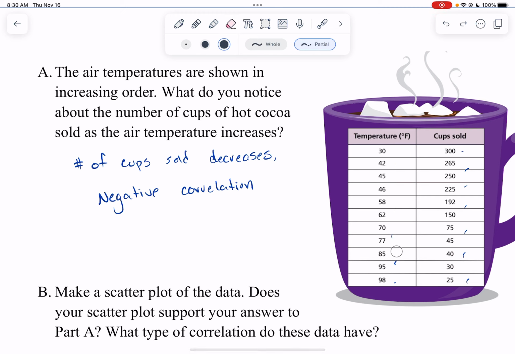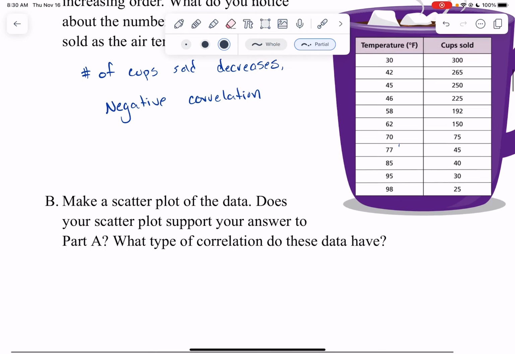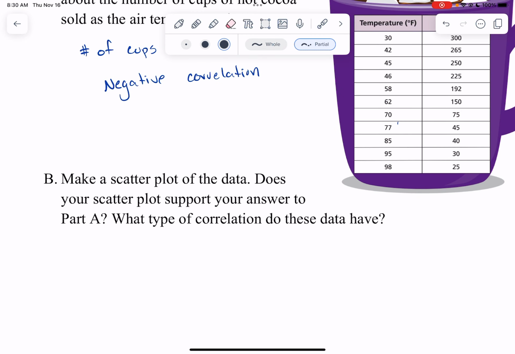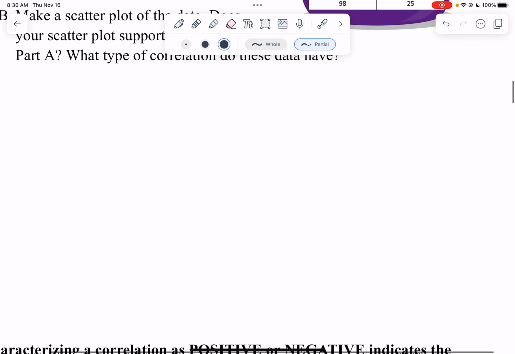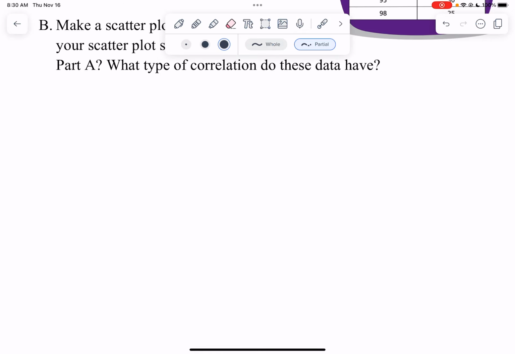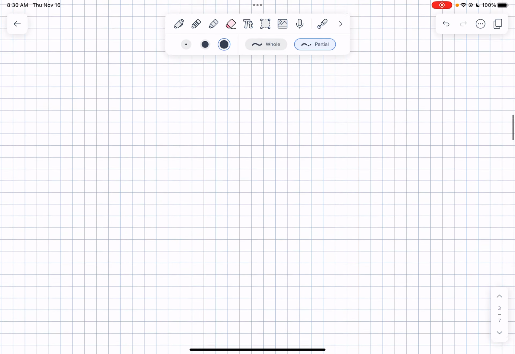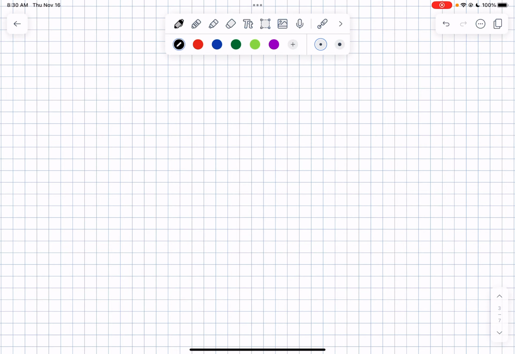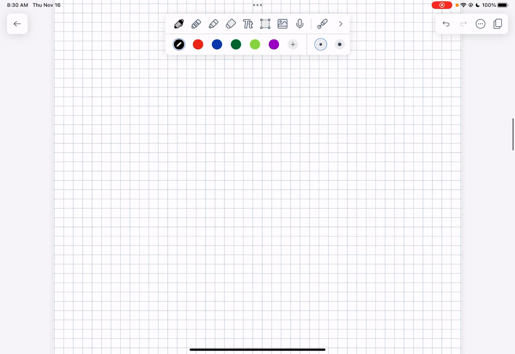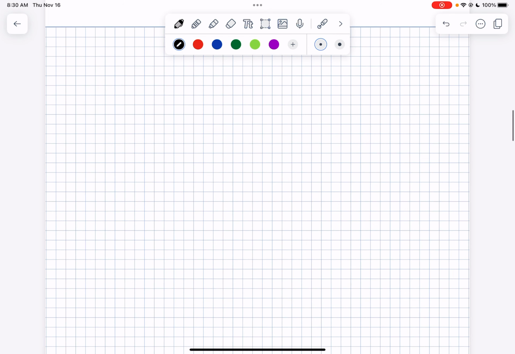I shouldn't mark that all up. All right. So now we want to make a scatter plot of the data. Does the scatter plot support your answer to part A? What type of correlation do these data have? Now, I thought I had graph paper in here. If you have graph paper, you can go ahead. I'm just going to go ahead and grab a piece of graph paper. There we are. Okay, and I'm going to go ahead and graph this. So I'm going to put the temperature on my x-axis. So here we're only dealing with positive temperatures. I'm going to give myself lots of room.